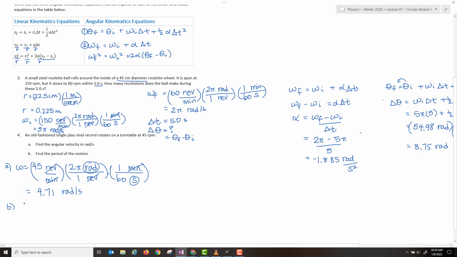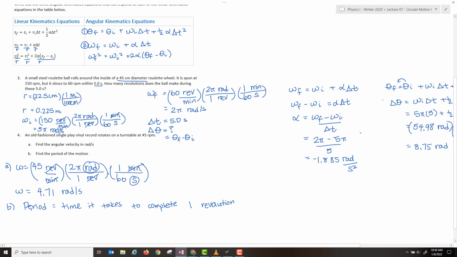All right, period. What does period mean? So period is the time it takes to complete 1 revolution. Okay, so how much time does it take to complete 1 revolution? So that would be seconds per revolution. So right now we have the omega, the angular velocity, in radians per second, but we want the time, the seconds per revolution. So we can start off with seconds per radian and then change that to revolution.